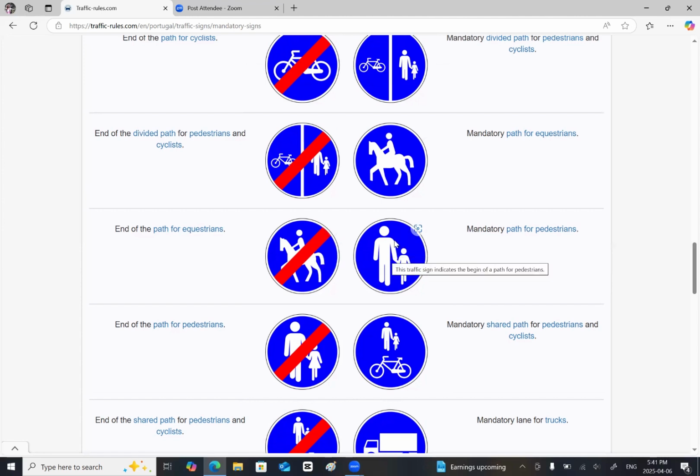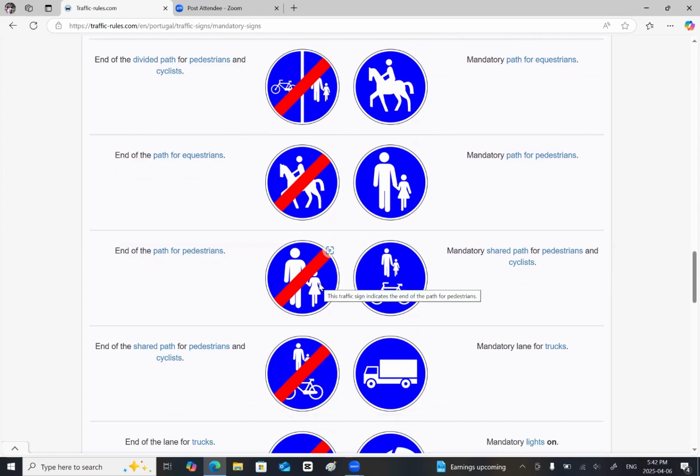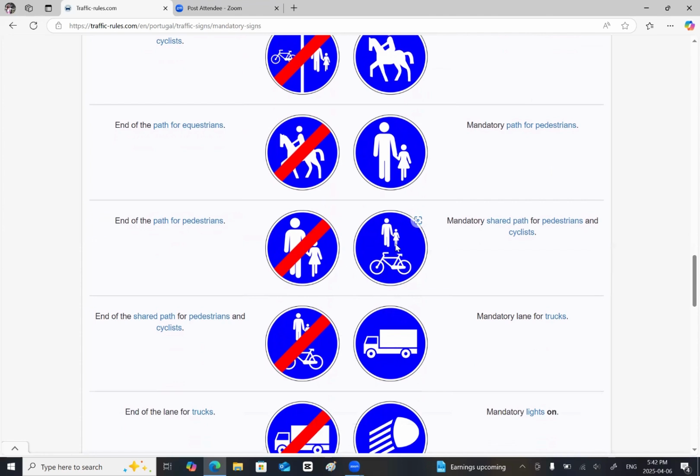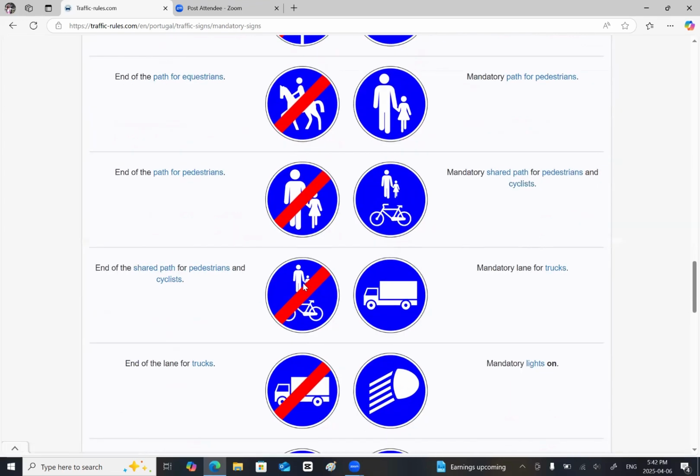And you can see here pedestrians, right? A dad is walking with his daughter. Mandatory path for pedestrians. And again, end of the path for pedestrians. And you can see here sharing, right? There is a cycle picture and a pedestrian picture, so this one means they are sharing. They don't have their own path, they share a single path. So mandatory shared path for pedestrians and cyclists. Same thing, end of the shared path for pedestrians and cyclists.